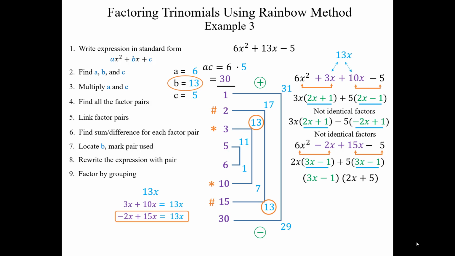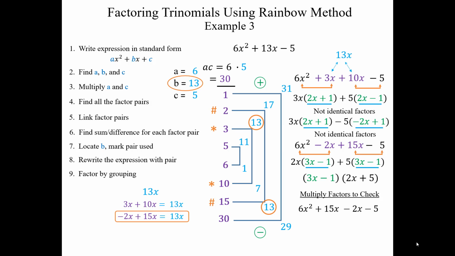So factoring out the 3x minus 1 would leave us with a 2x plus 5. Let's multiply these factors to check. So using FOIL, the first product would be a 6x squared. The outer product would be a 15x. The inner product, minus 2x. And the last would be a minus 5.